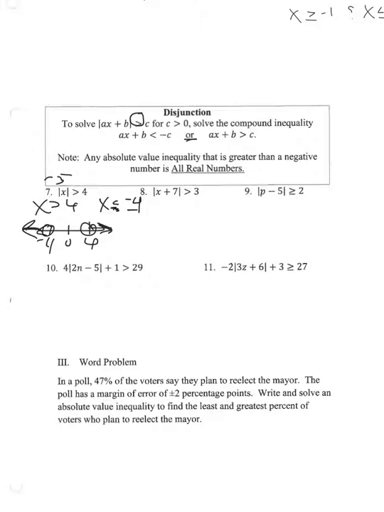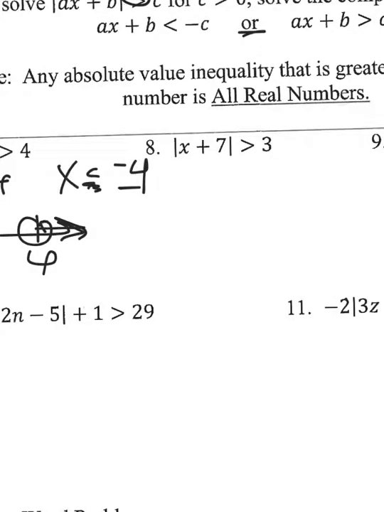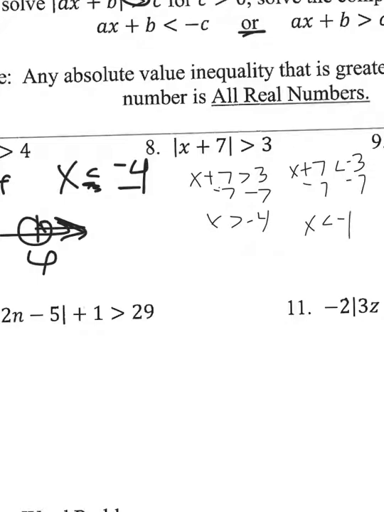So all these other ones are identical to our conjunction problems. We're going to look at them and say, okay, the absolute value of x plus 7 has two cases. x plus 7 is greater than 3, or x plus 7 is less than negative 3. And we're going to solve them by subtracting 7 from both sides. x is greater than negative 4. Subtract 7, x is less than negative 10.